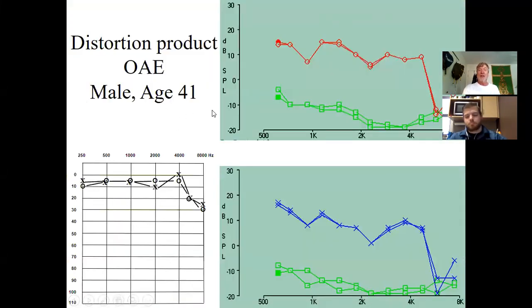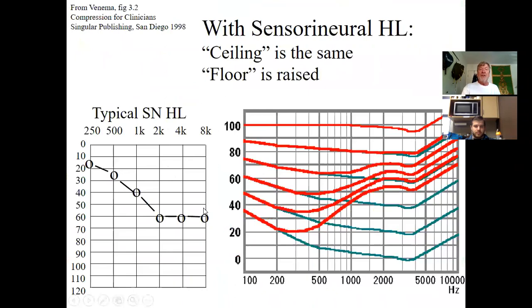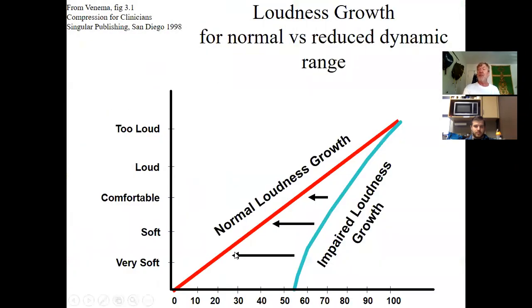So this was from a male who was 41 years old. This was me some years ago. This was my hearing. And I had otoacoustic emissions across all the frequencies, and then they died over at this one here. And sure enough, it's because I was losing some high frequency hearing. You can just see. Anyway, I'm just going to show you a picture so we can finalize this little section on cochlear physiology.